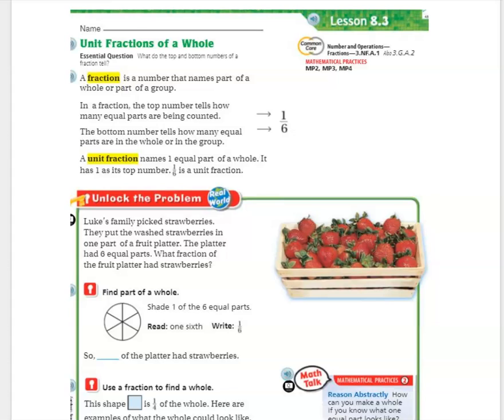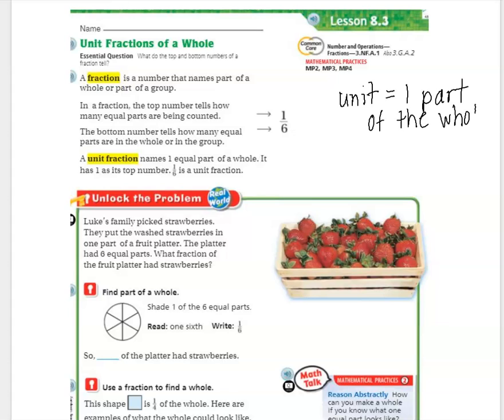So yesterday's lesson we learned about the names that we would call each of the parts of fractions if we were describing a fraction: halves, thirds, fourths, fifths, and so on. So today we're going to talk about unit fractions of a whole. So think of a unit as one part of the whole. So if there were 6 parts, the unit fraction will be one part of that whole.